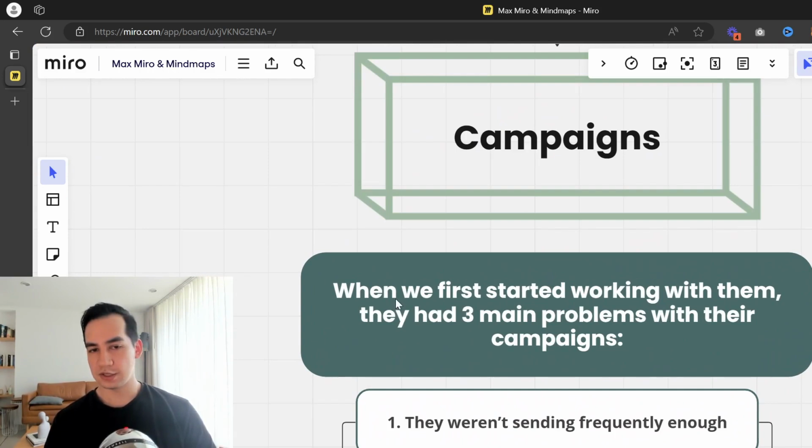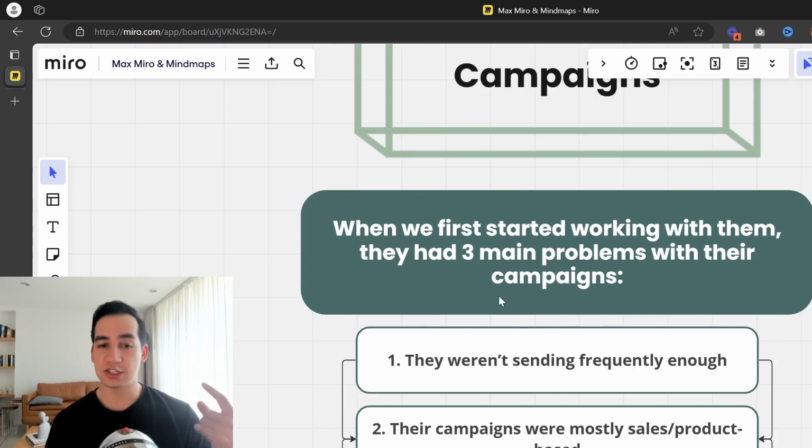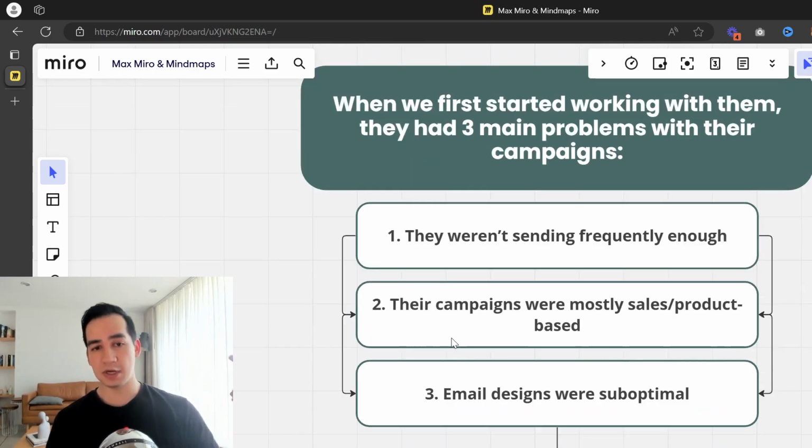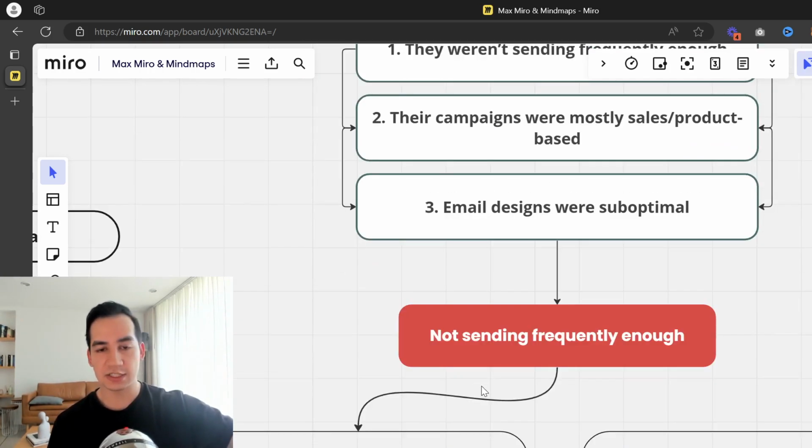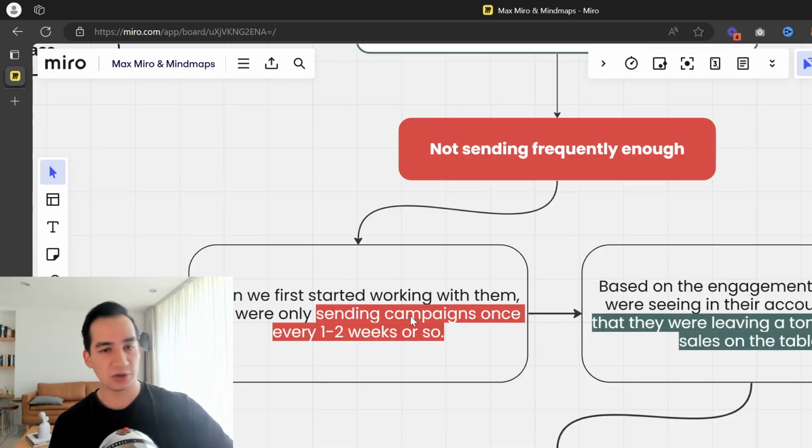Campaigns. So when we first started working with them, they had three main problems going on with their campaigns. Number one, they weren't sending frequently enough. Two, their campaigns were mostly sales and product based. And three, email designs were suboptimal. So step one, they weren't sending frequently enough.